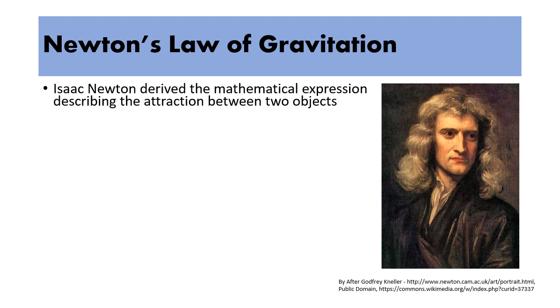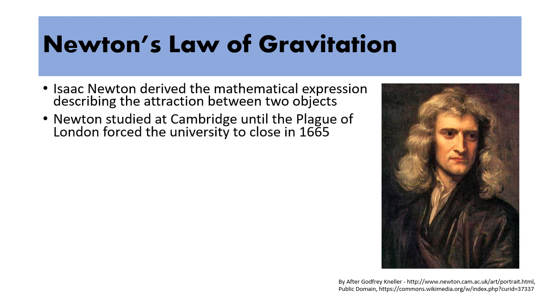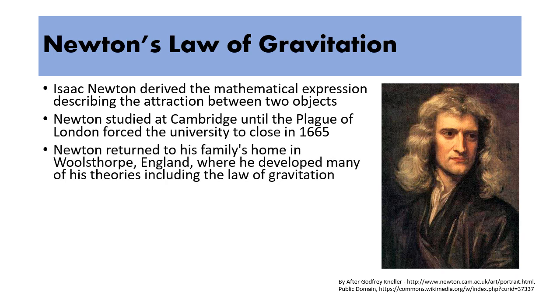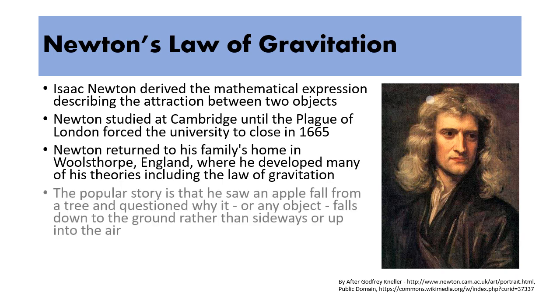Isaac Newton derived a mathematical expression describing the attraction between two objects. He did this at the age of 23. Newton studied at Cambridge until the Plague of London forced the university to close in 1665. Note that, unlike today, online learning was definitely not an option. So Newton returned to his family's home in Woolsthorpe, England, where he developed many of his theories, including the law of gravitation. The popular story is that he saw an apple fall from a tree and questioned why it, or any object for that matter, falls down to the ground rather than sideways or up into the air.